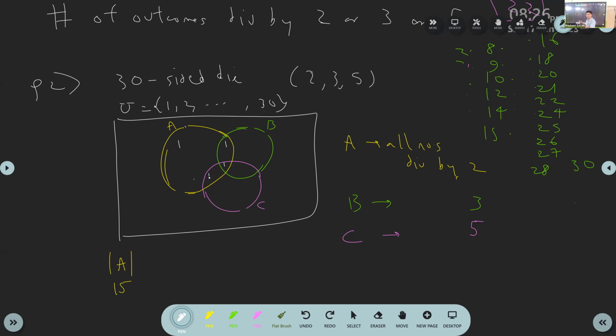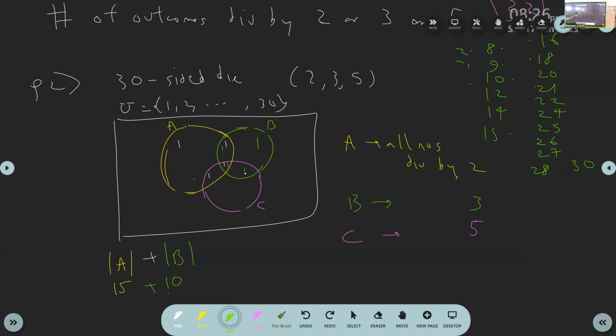Now after that I will take set B. How many elements does set B have? 10, right? 30 divided by 3. So 10 elements. So in that I have counted all the elements in the green region once, correct? So I counted this one, this one, this one. So you see already it's a double counting. This part is counted twice.